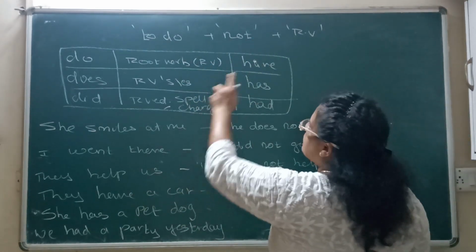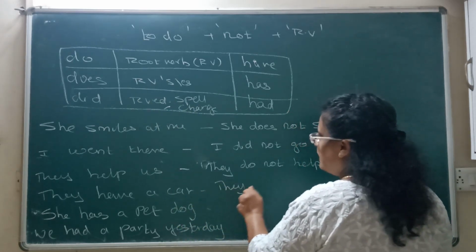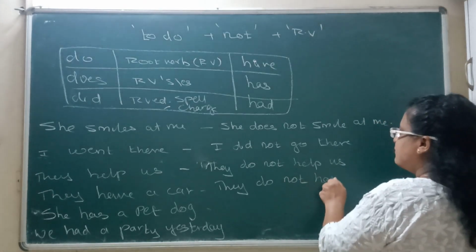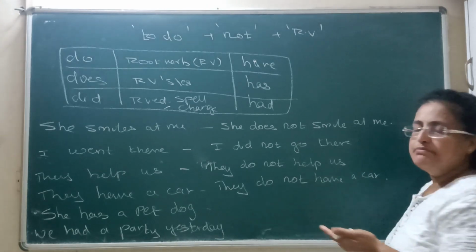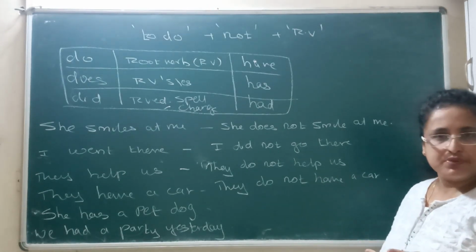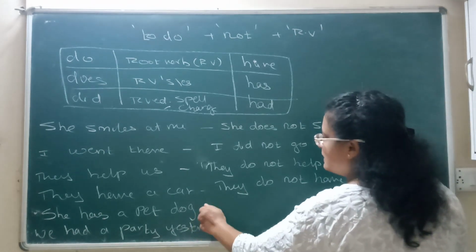Now, for have, what are you supposed to use? Do. So, let's use it in negation. They do not have a car. Now, you may question why again have. It's simple. What is the root verb of have? The root verb of have is have only. So, you have to use they do not have a car. See the next one.